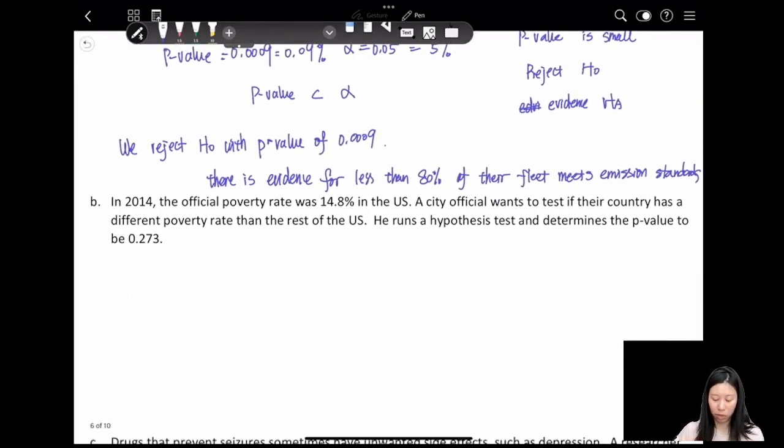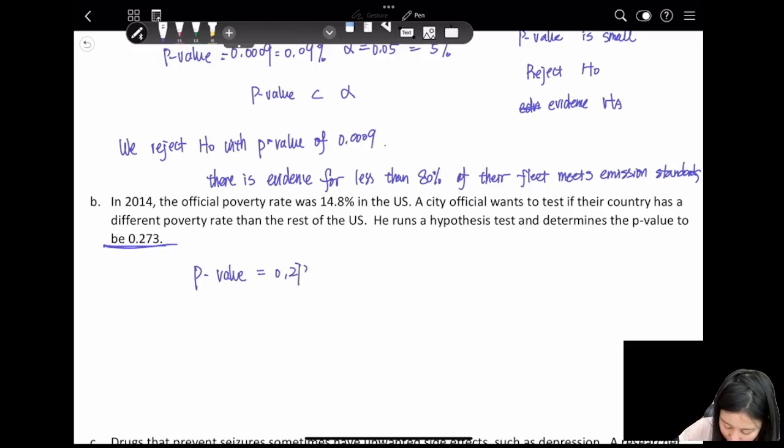Okay, let's do another example. So it's a proportion test. We found that the p-value equals 0.273. Again, I think it's easier if we convert this to a percentage, which is 27.3%. Alpha, if they didn't state it, should be 5%, right? 0.05. So now we have our p-value greater than alpha.